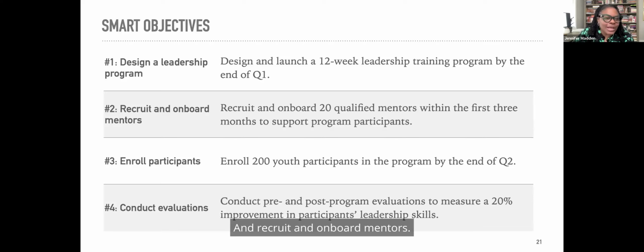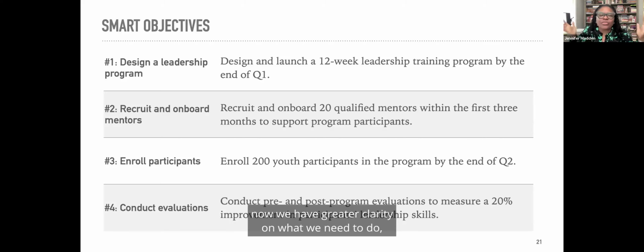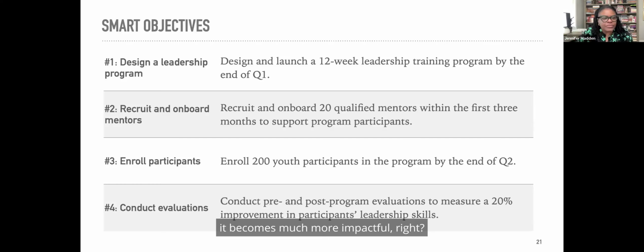And recruit and onboard mentors. That's a good objective. But if we smarten it up: recruit and onboard 20 qualified mentors within the first 3 months to support program participants. Now we have greater clarity on what we need to do, when we need to do it by, and how many we need to make it happen for. So that's super helpful versus just recruiting and onboarding mentors. Yes, we need to do it, but if we smarten it up, it becomes much more impactful.